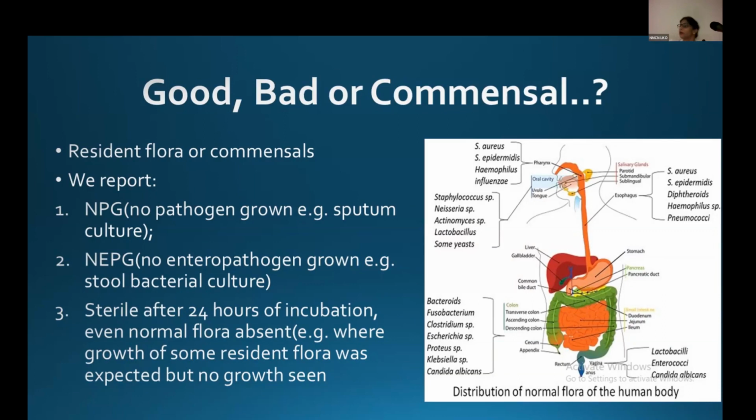Why do we report it like that? Because we want the clinician to know that even the normal flora is absent. Either antibiotics have been overused, or there will be some other reason. Okay.